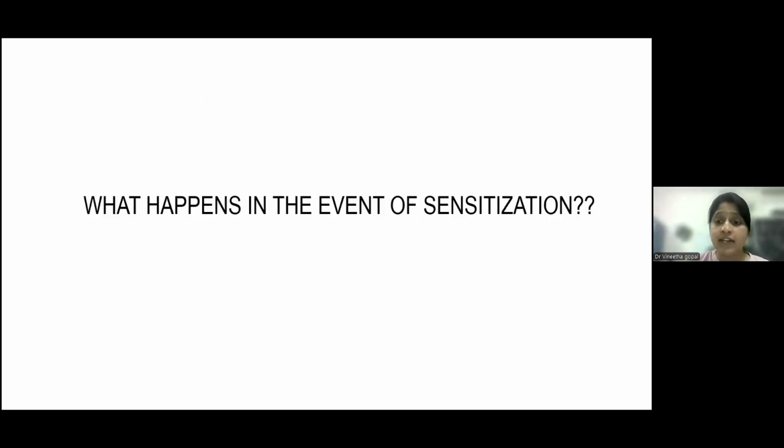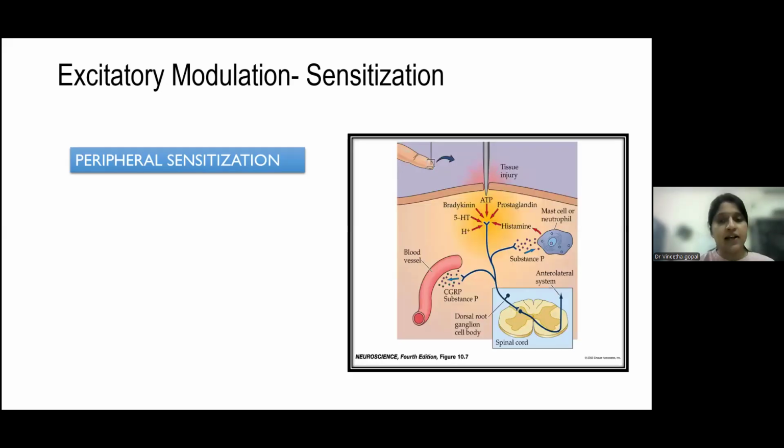So again, this is very tough and very boring, but I need to tell you what happens in the event of sensitization, to know which drugs act in this or can modulate the pain pathway. If you look at excitatory modulation or sensitization, there are two types. One is peripheral sensitization and the other one is central sensitization.